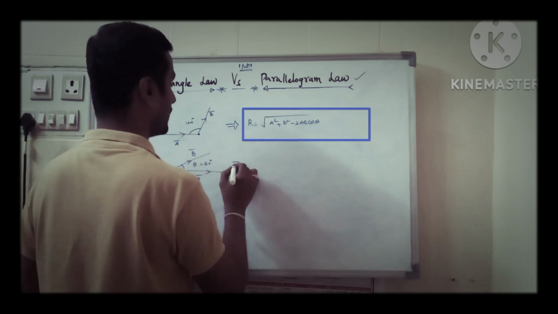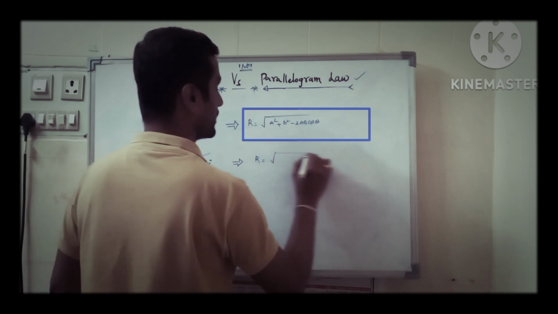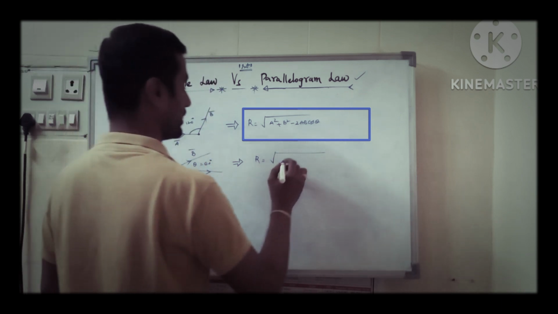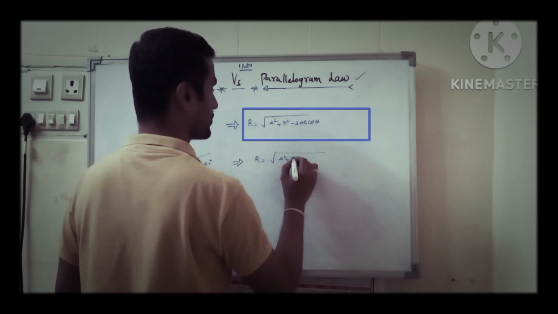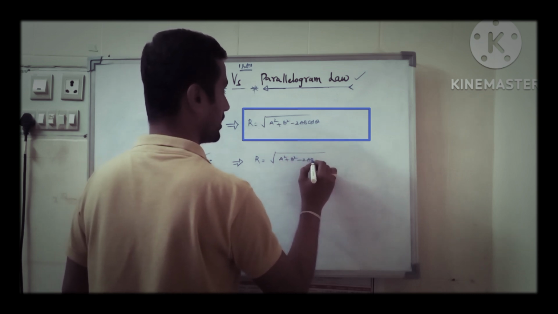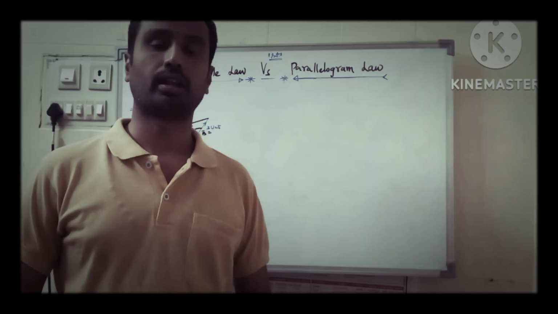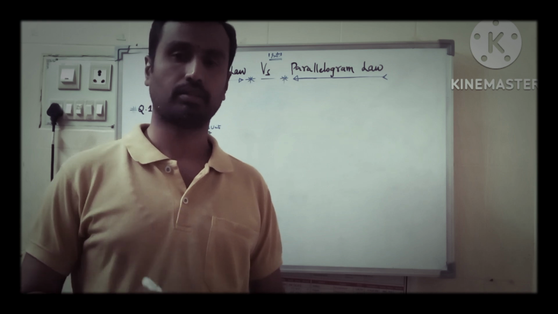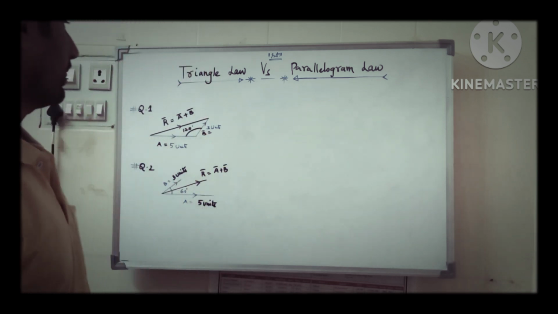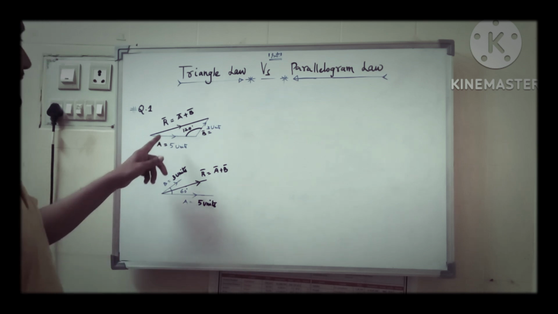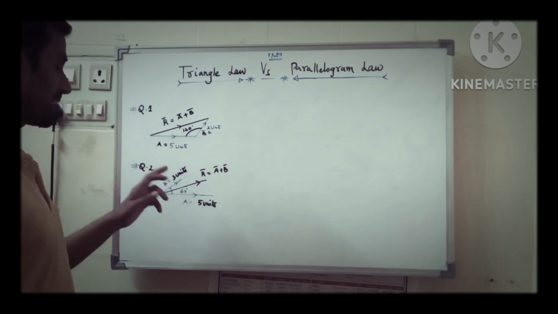then we can directly use the parallelogram law of vector addition formula for the magnitude, r equal to square root of a square plus b square plus 2ab cos theta. Now recall the question we saw at the start of this video, that is, we have to find the resultant of these two vectors in both cases.